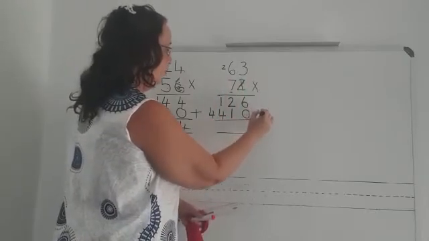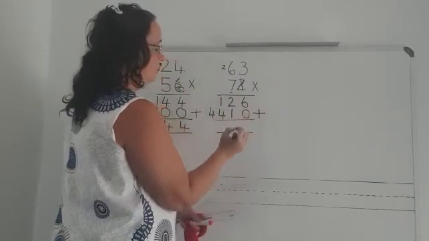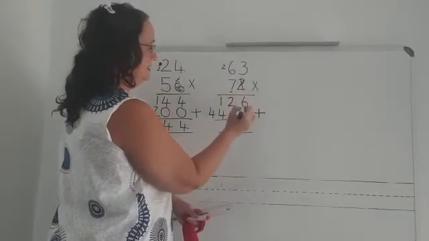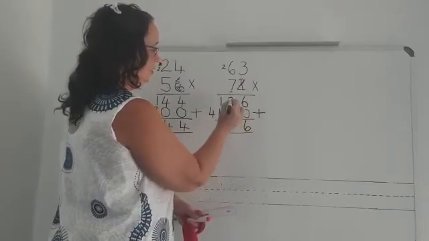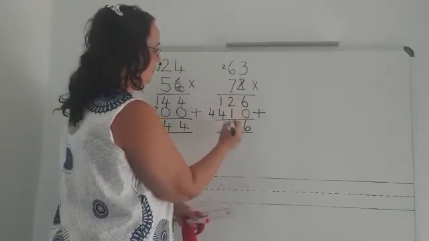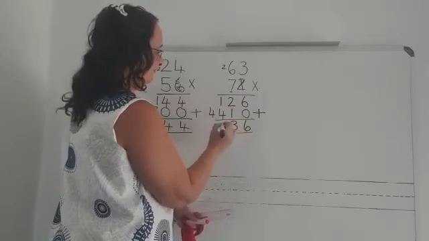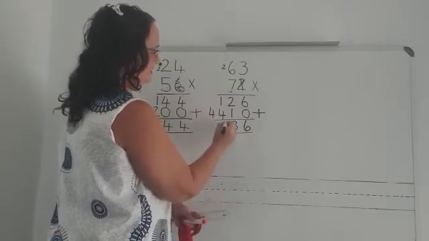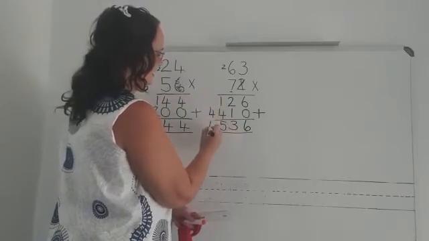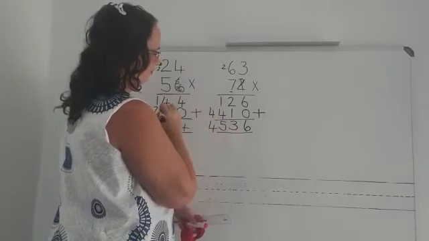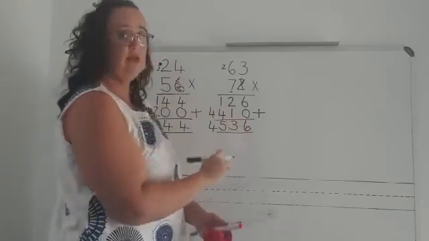And then again, once you have gone to that step, you add 6 plus 0 is 6. 1 plus 2, 2 plus 1 is 3. 1 plus 4 is 5. And 4 plus nothing else is 4. Right, and that's the end of the sum.